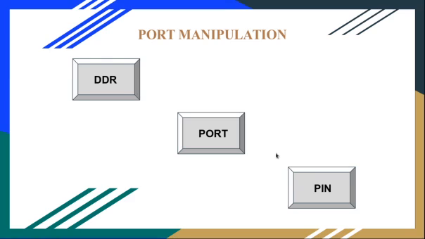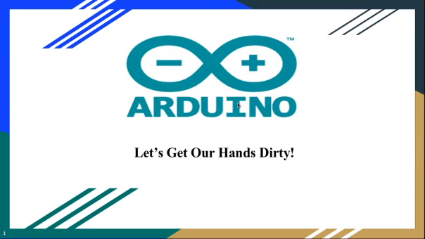These 3 registers are there for every set of ports. We have B, C and D, so we have 3 ports. DDR B will be there for port B, and DDR C will be there for the C port. Okay, so let us just go ahead and get our hands dirty.